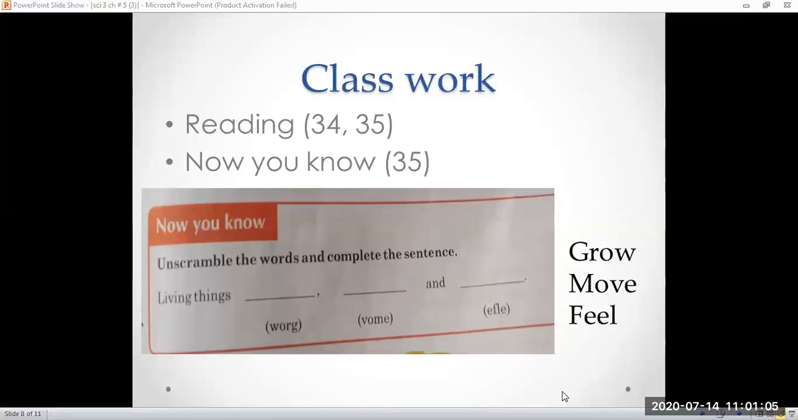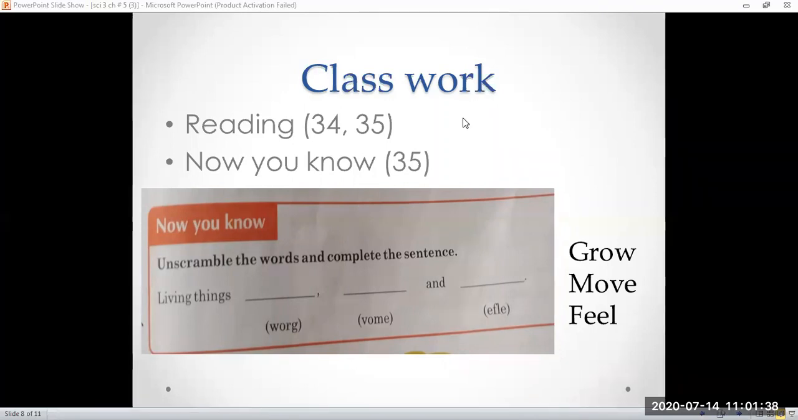So now, on page number 35, you can see in your books. Take up pencils in your hands, and here is the unscrambled word exercise. First one is: unscramble the word and complete the sentence.